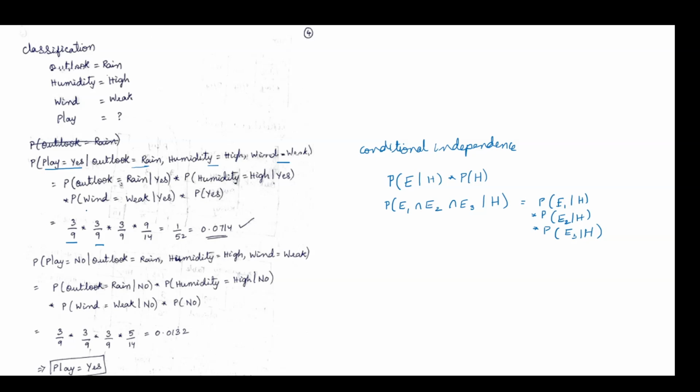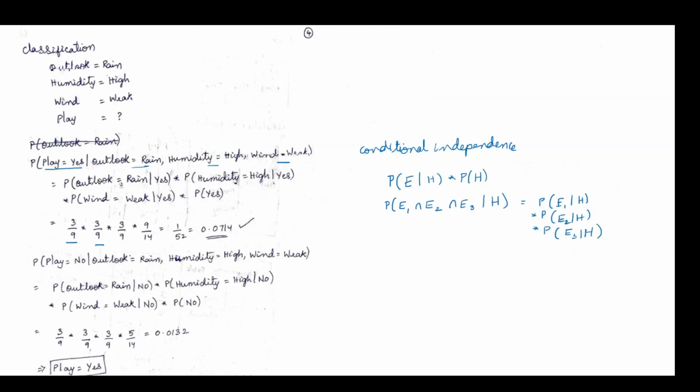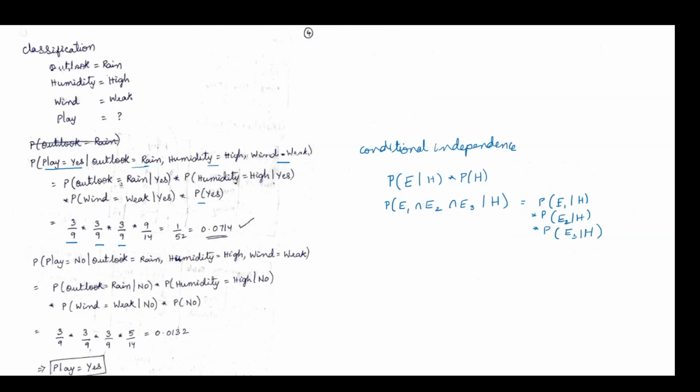The next term is probability of wind equal to weak given yes. The value is 3 by 9 again, representing the same here, multiplied by probability of yes. So probability of yes is 9 by 14. So multiplying the result by 9 by 14, we end up with the value 1 by 52. And it evaluates to around 0.0714.